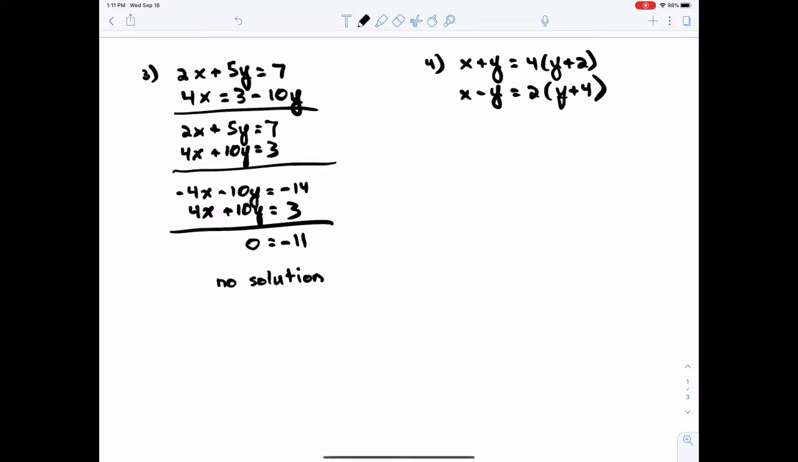If I was to go back and look at the graphs, if I was to graph these things, which you don't have to do, those two lines would be parallel. They wouldn't cross at any point. All right, let's take a look at the last one then.